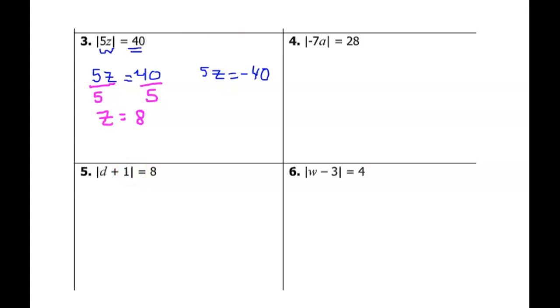One equation, I need to solve that equation, okay? Which means I divide both sides by 5. And I get z equals -40 divided by 5, which is -8, okay? What is my solution set?